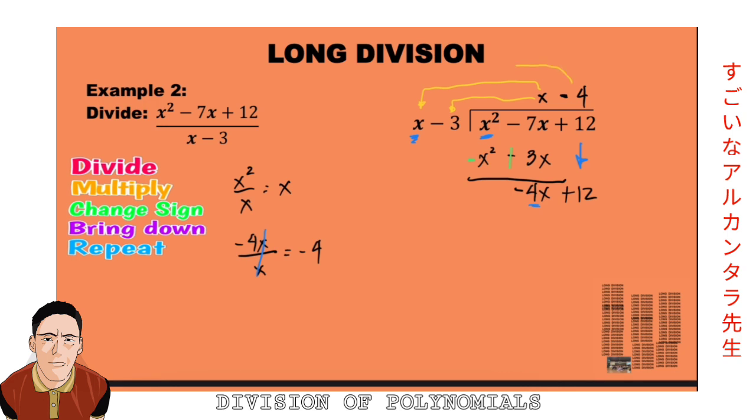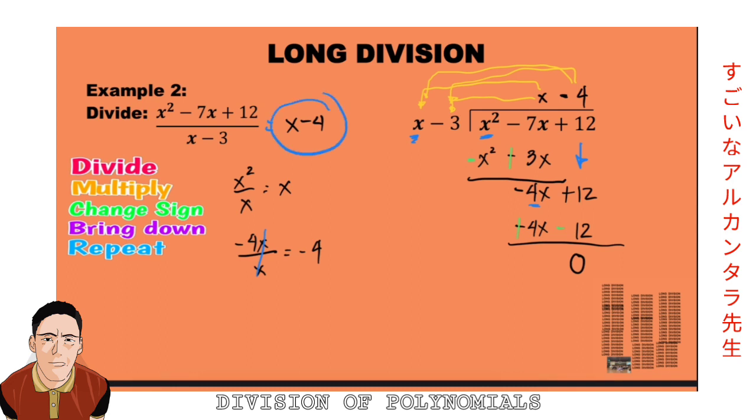What's negative 4 times x? That will give you negative 4x. Next. What's negative 4 times negative 3? That will give you positive 12. And then again, change their signs. This will be positive. This will be negative. So negative 4x plus 4x, that will give you 0. 12 minus 12, that will give you 0. No remainder again. So the final answer for this example is none other than x minus 4.